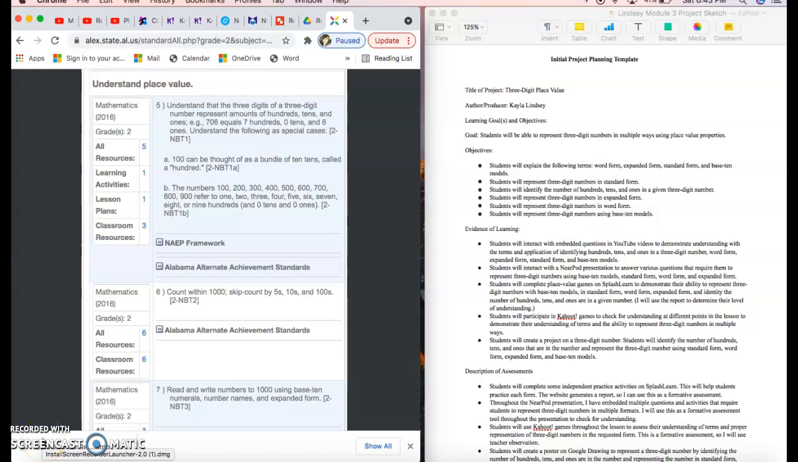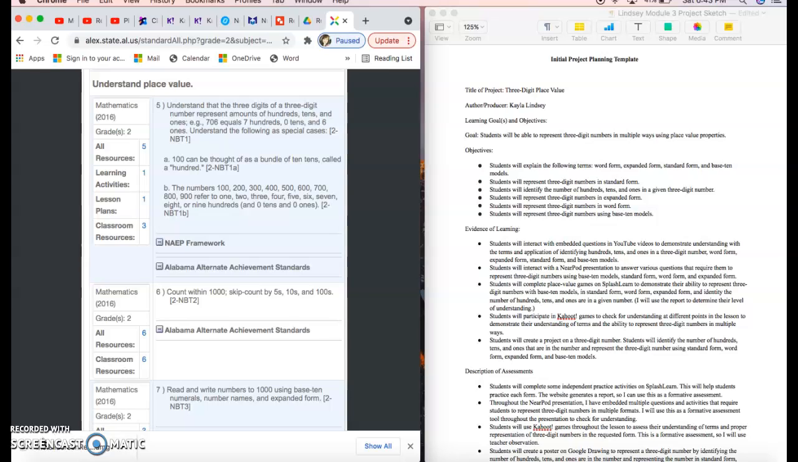Hey everyone, my name is Kayla Lindsay and I'm going to go over my project, 3-digit place value. I teach second grade, so I went to the Alabama Course of Study and took a look at a couple of the standards that I teach and took some of the activities I would have my students complete and adapted them to fit this project.